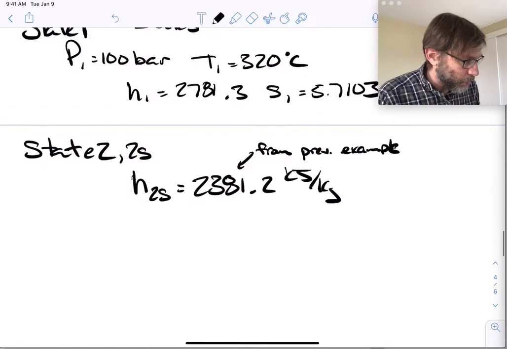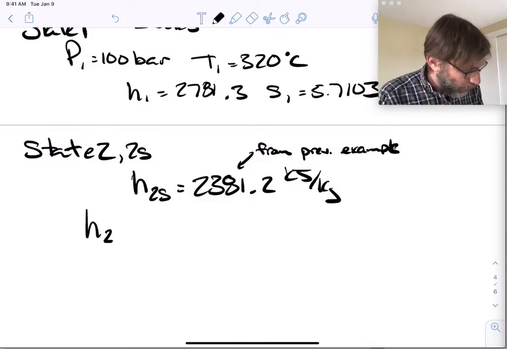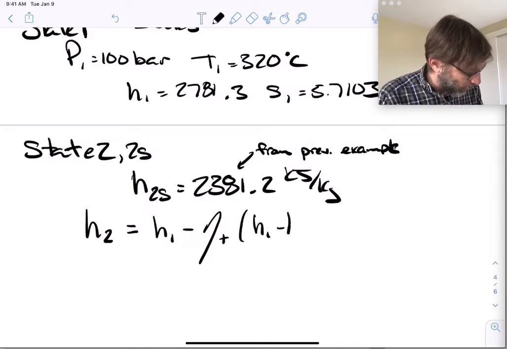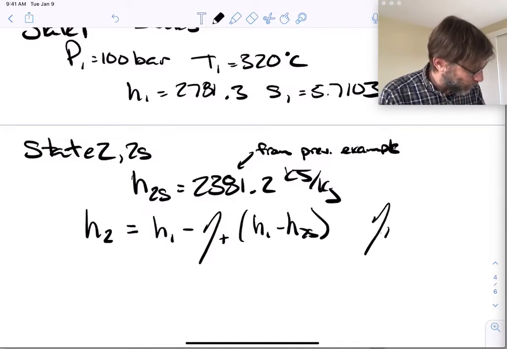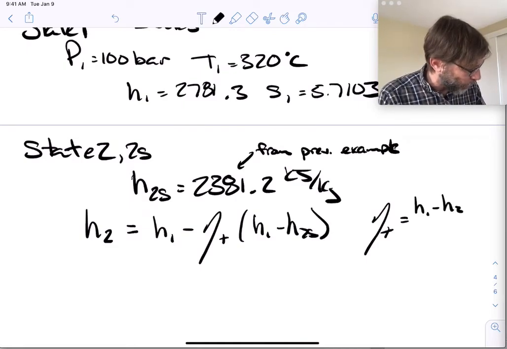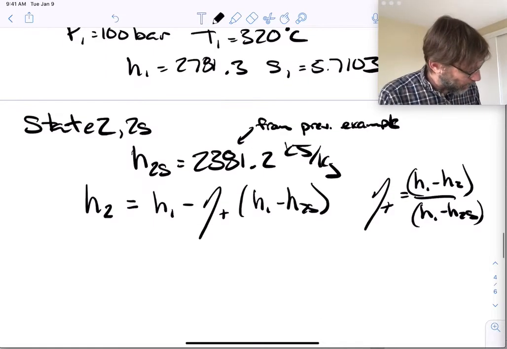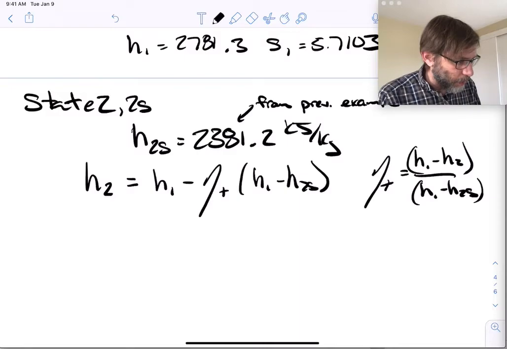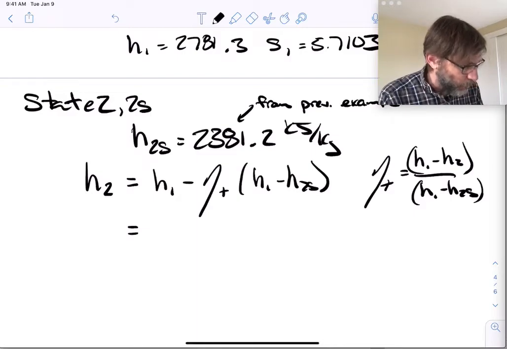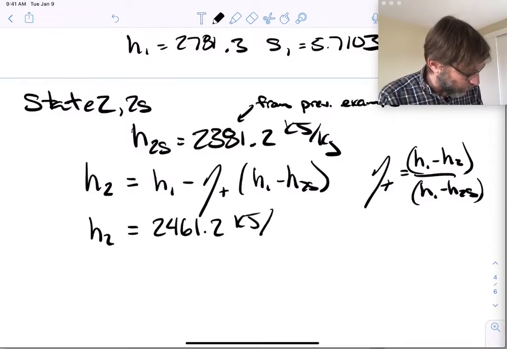Let's see, do I have the right H2S? H2S equals 2381. Right, so I know that H2 is equal to H1 minus the efficiency of the turbine times H1 minus H2S, because the efficiency of the turbine is equal to H1 minus H2 over H1 minus H2S. Hopefully that makes sense. Then we just have to solve this because we have everything we need. We have H1 and H2S, and we can find the real H2. If we put in the numbers we have, H2 is 2461.2 kilojoules per kilogram, right?